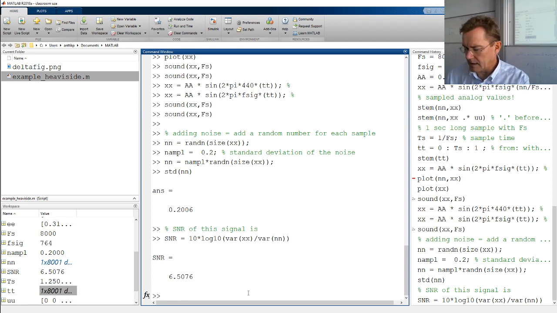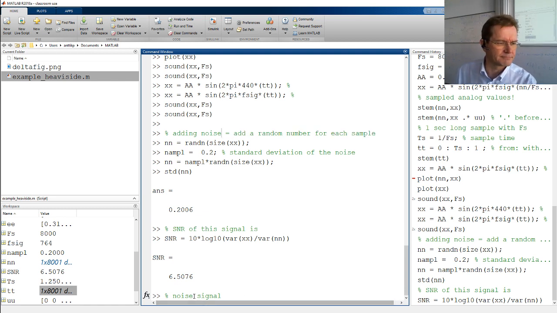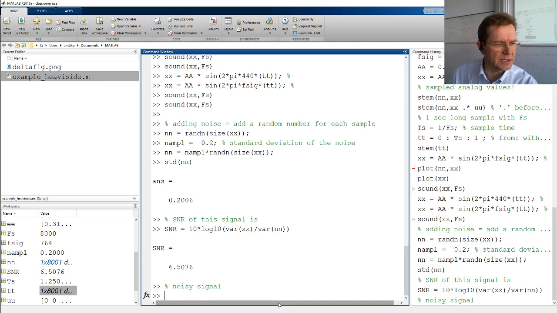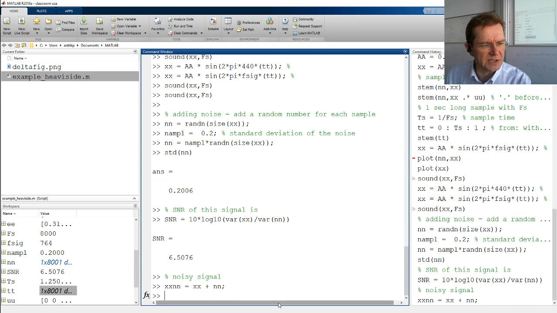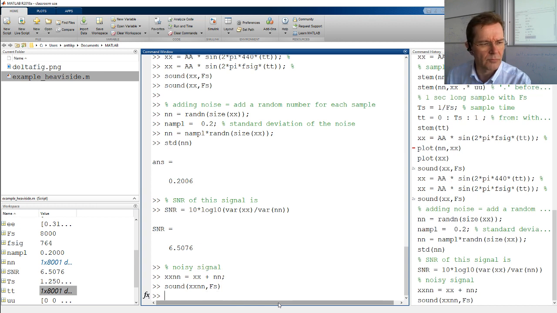All right, and then the combined noisy signal is simply, what did I say? Adding noise. Add a random number for each sample. Noisy signal xxnn equals xx plus nn. There we go. That's the noisy signal, and it sounds like this one. So it has a shh on it. That was the noisy part.